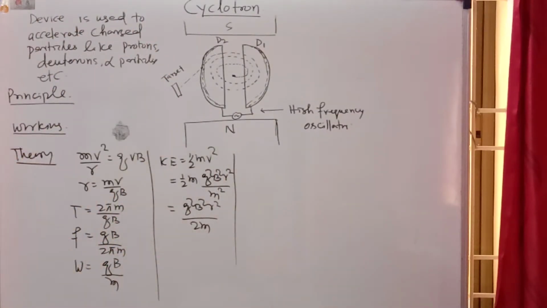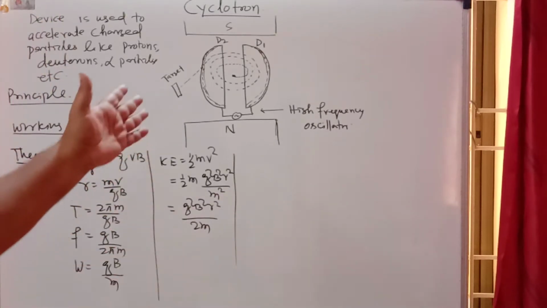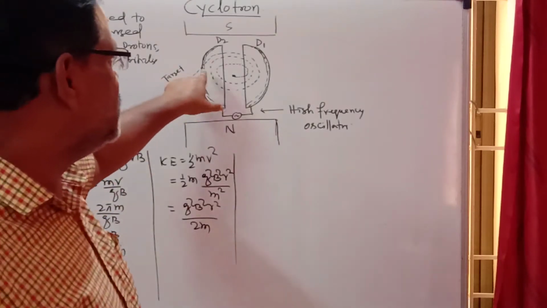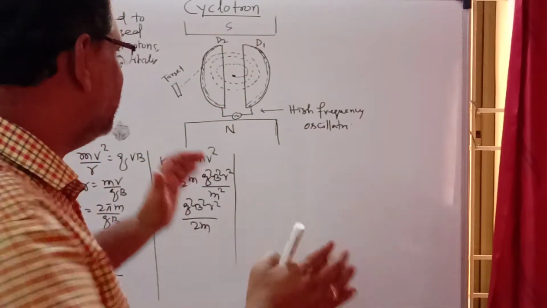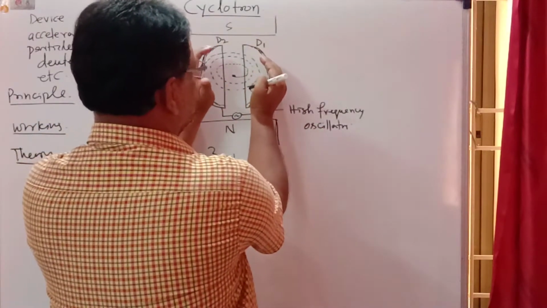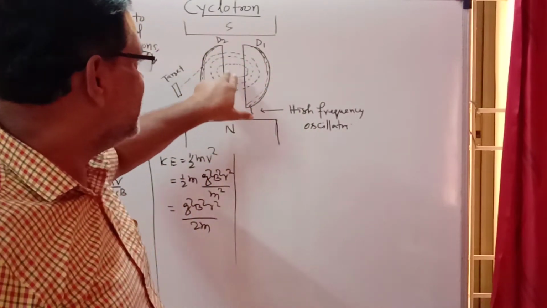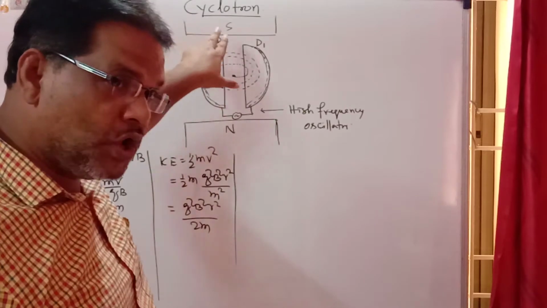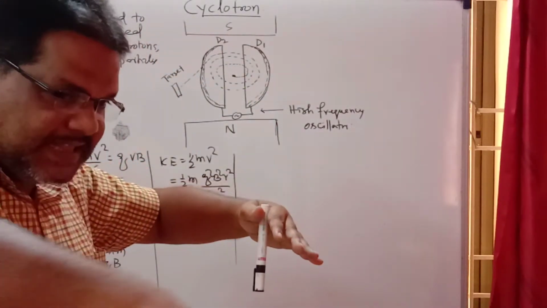How does it work and what is the actual construction? Just imagine it. There are two D's. D means a D-shaped chamber, and in between there is a gap. It is a D-shaped chamber and it is hollow, so that the charged particle will be moving inside the D's.